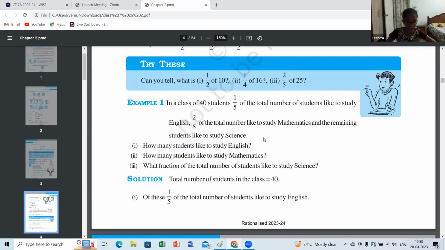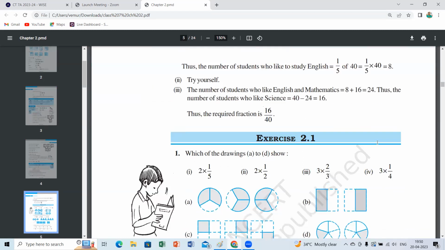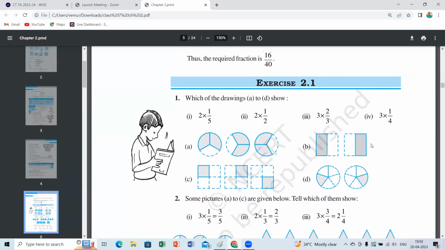Ma'am, 16. 16 students. Yes, very good children. If they're asking you to represent it as a fraction, you can write it like 16 out of 40, 24 out of 40. Like that you can try it.